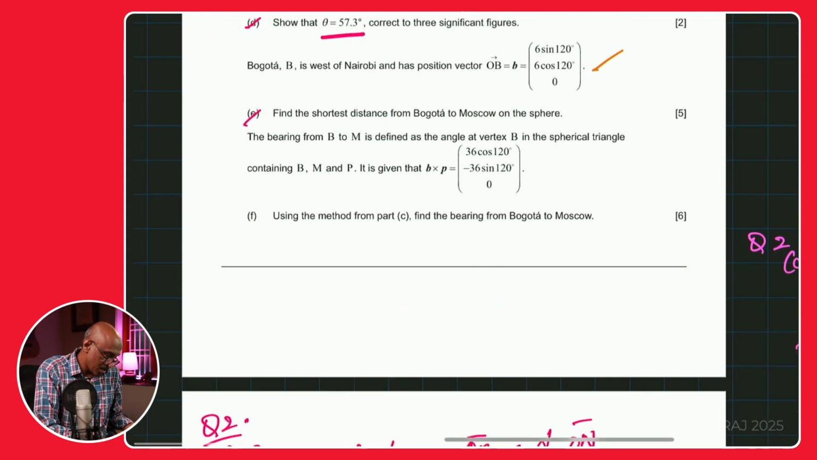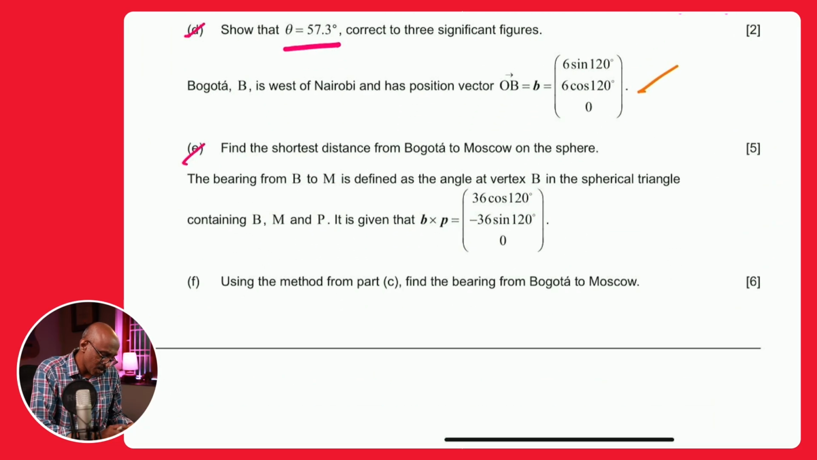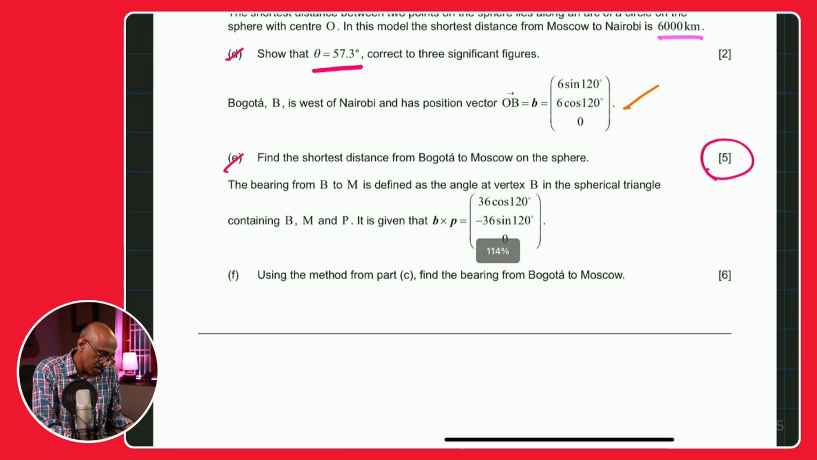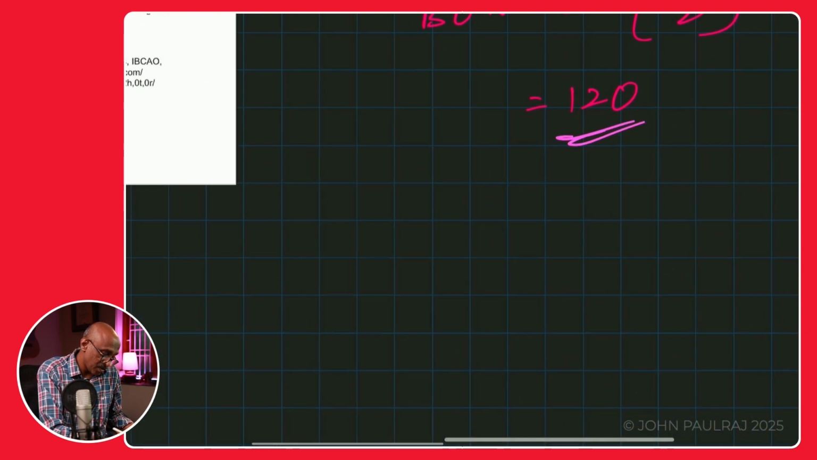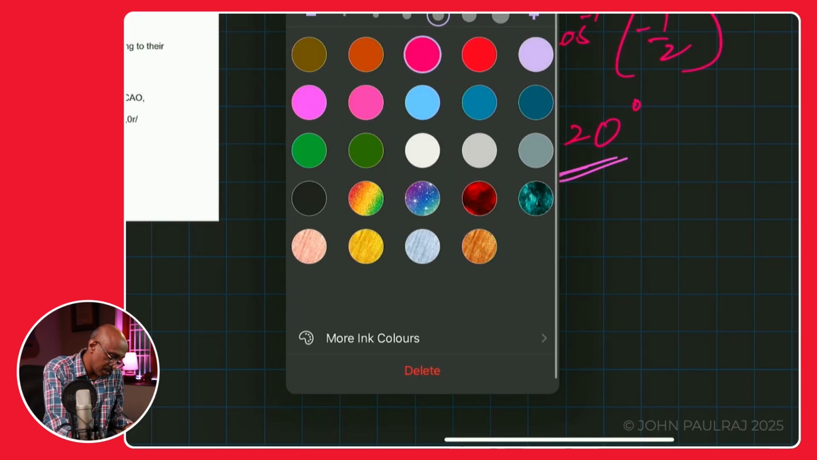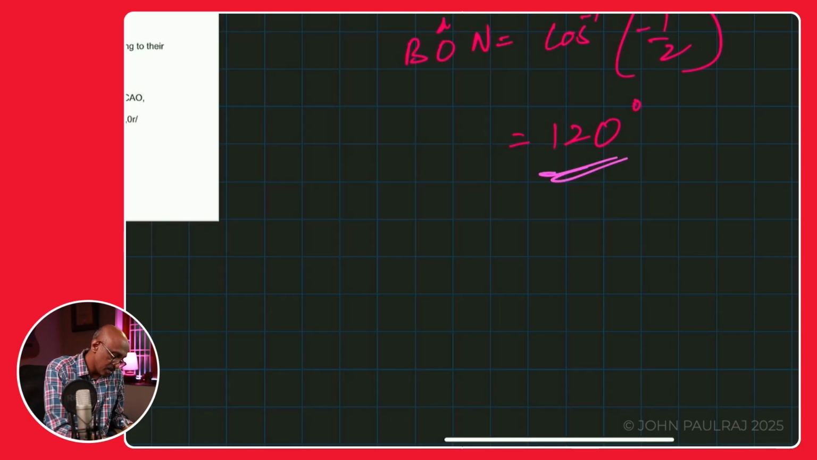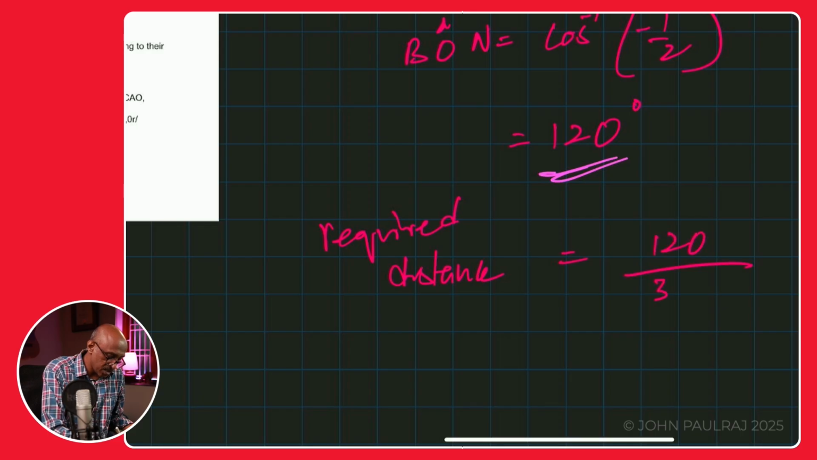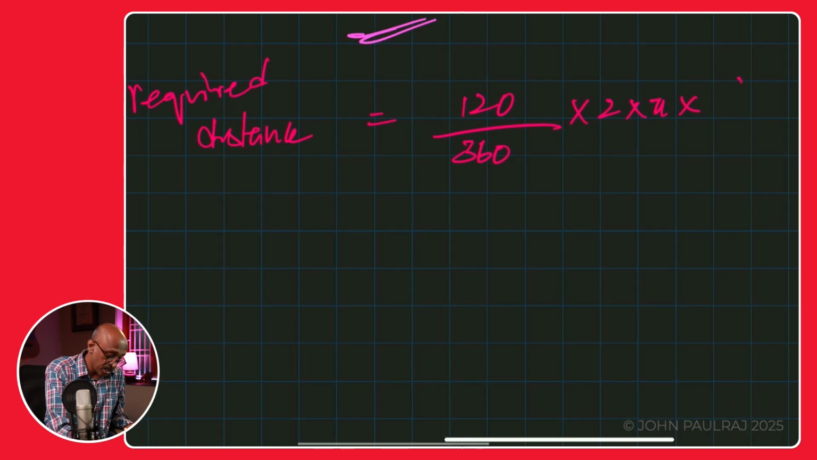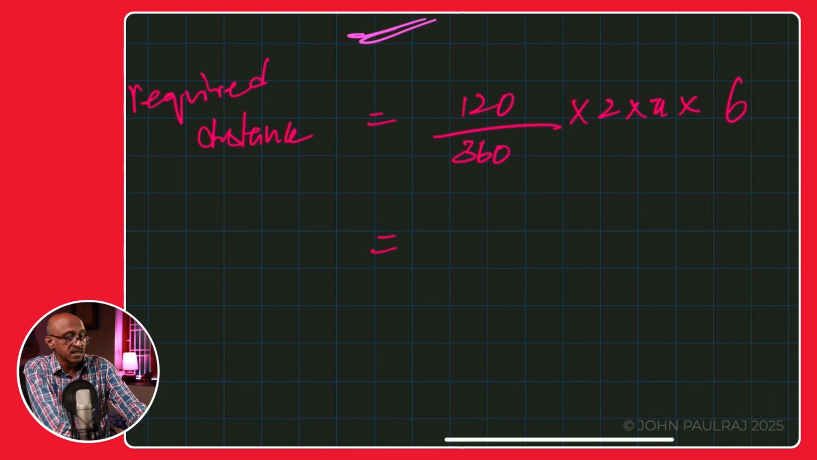So where are we going with this? The shortest distance. I'm going to write down required distance, the shortest distance. So it's theta over 360, that's the theta we're going to use, and let's make sure we write down degrees. Required distance then is theta over 360 times 2 times pi times r, which is 6. Remember, every unit is 1,000. I'm just going to enter this as it is on the calculator.